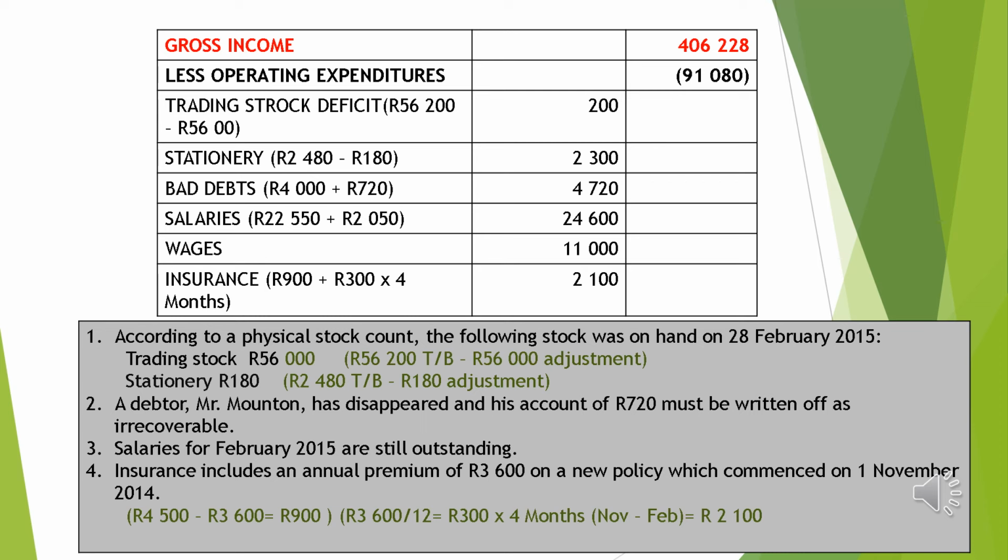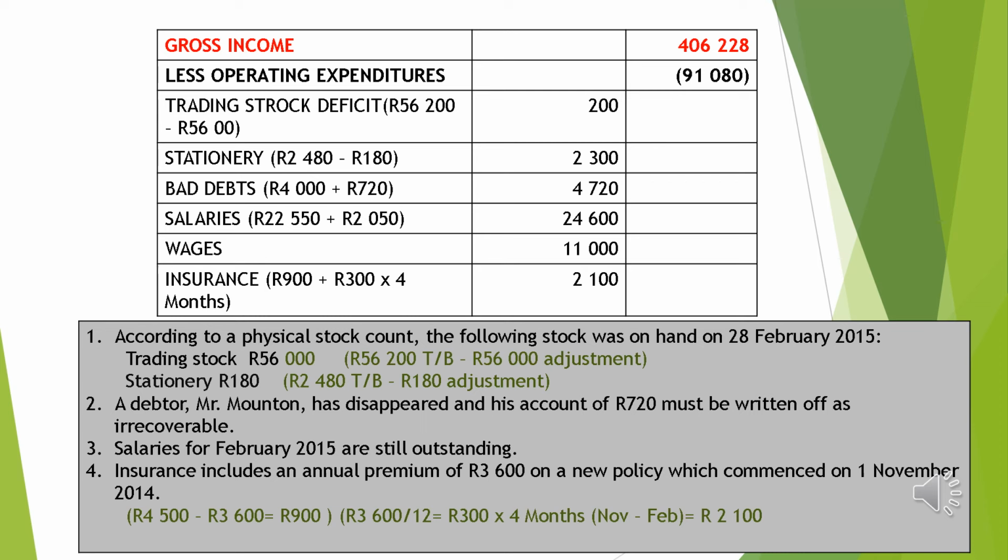Therefore, we are reducing the balance as per the pre-adjustment trial balance, which will give us an amount of 200 Rand, which is unaccounted for, and further investigation will proceed.